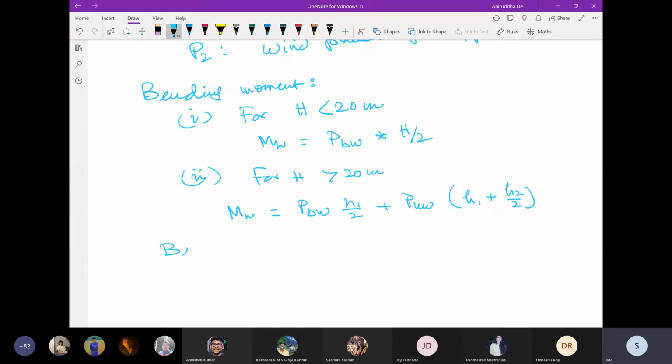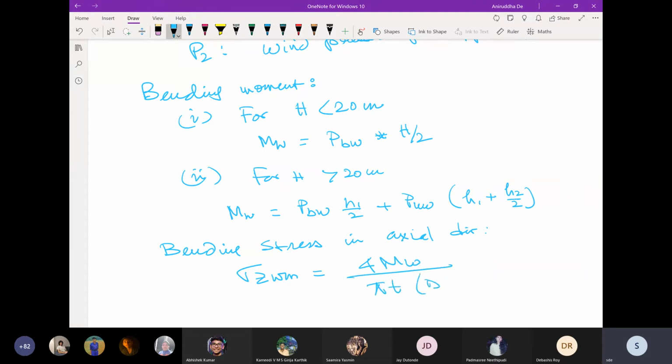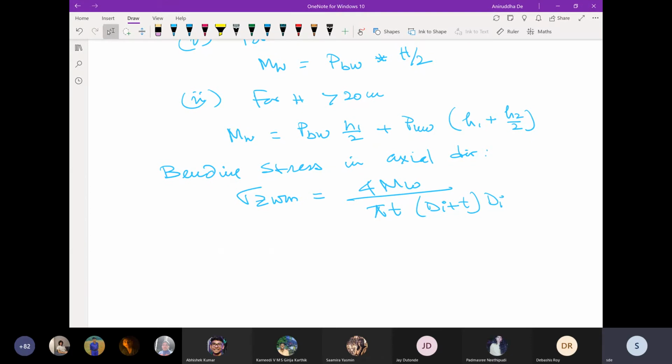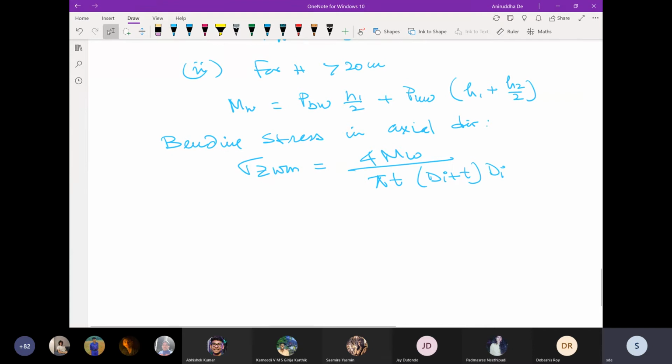And the bending stress arising out of it is given as sigma zwm because of the wind load. It is 4Mw divided by pi t (di plus t) di. Okay, this is how they calculate the bending stress. Okay, so again sigma zwm is basically the longitudinal stress due to the wind moment.